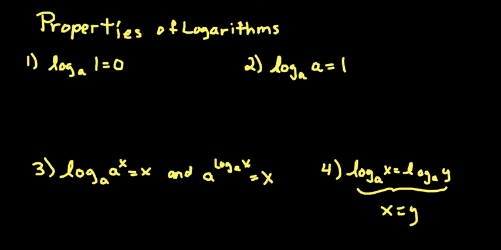Alright, let's take a look at some properties of logarithms. Right now we're going to start with the four that you see on screen here, and we'll talk about how they all work with each other. So let's start with property number 1.